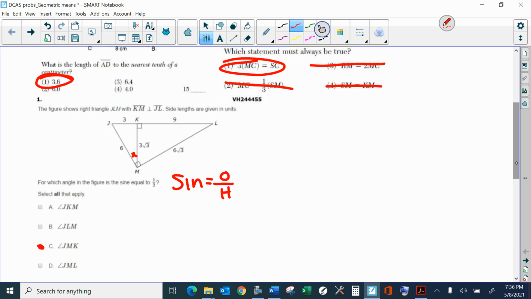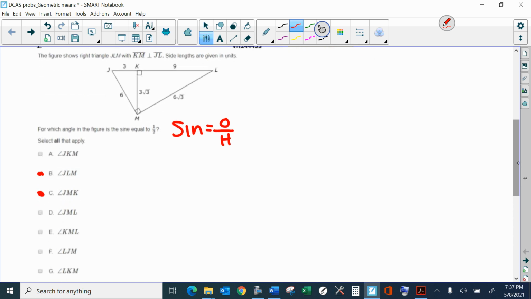We go to this other triangle here. It would be the opposite over the hypotenuse there, 3/6. So that'd be angle L. So we look for LJLM. Yes, that one right there. And then we look at the big one. If there's one that's a sine of 1/2, there's got to be 3, because all the triangles are similar. So that means their sine is going to be 1/2.